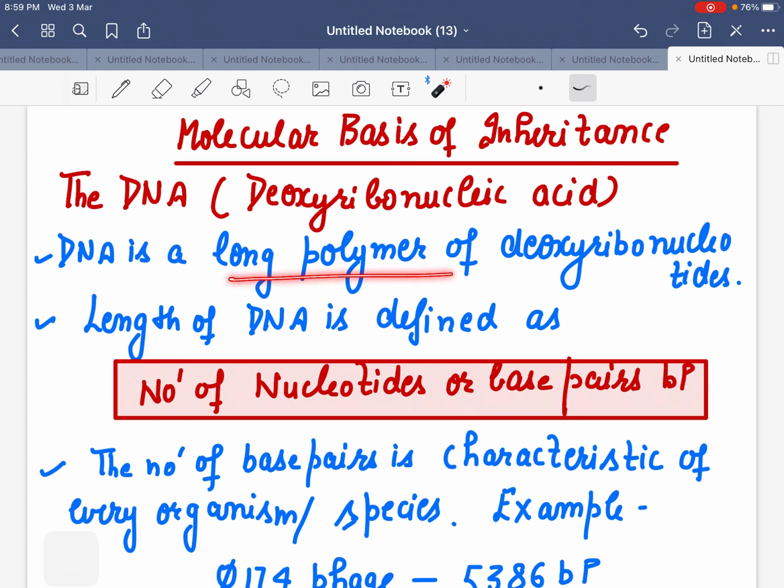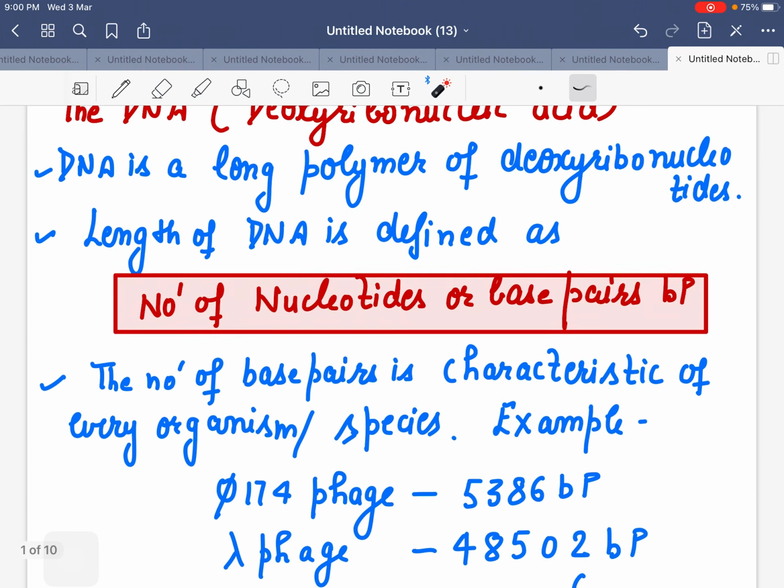But here we are saying polymer means many nucleotides. Which nucleotides? Sugar is deoxy, so deoxyribonucleotide. So what is DNA? It is a long polymer, made up of a chain of nucleotides. We can't do cramming, so we have to understand it is a polymer, it is not a monomer, it is made up of a long chain of nucleotides.